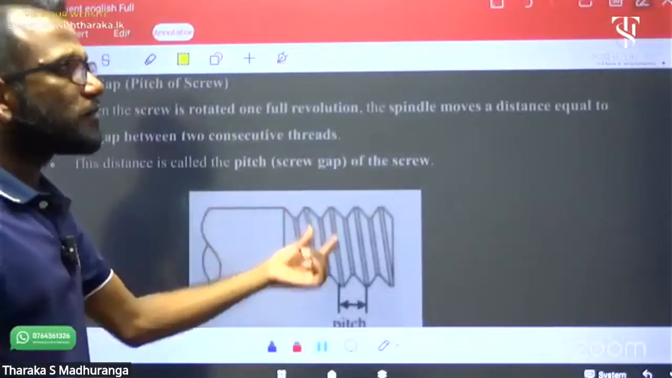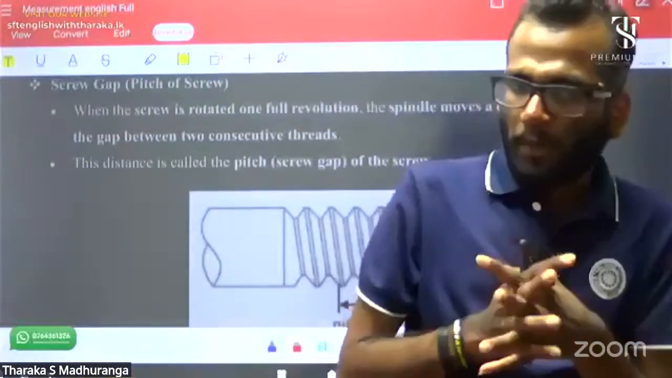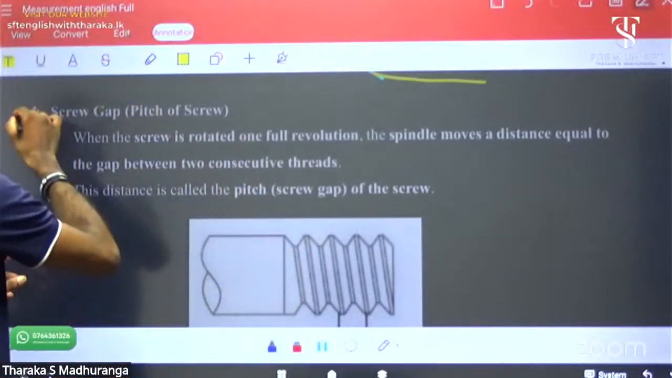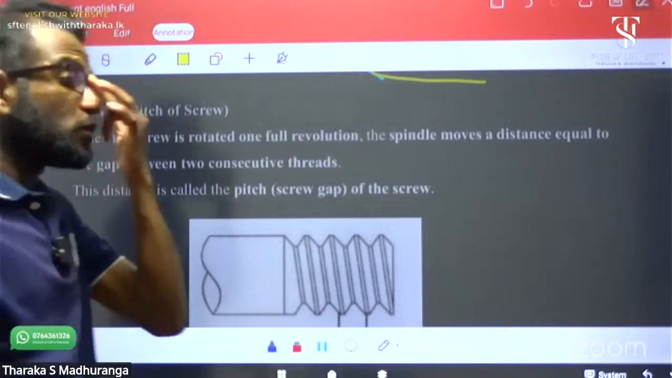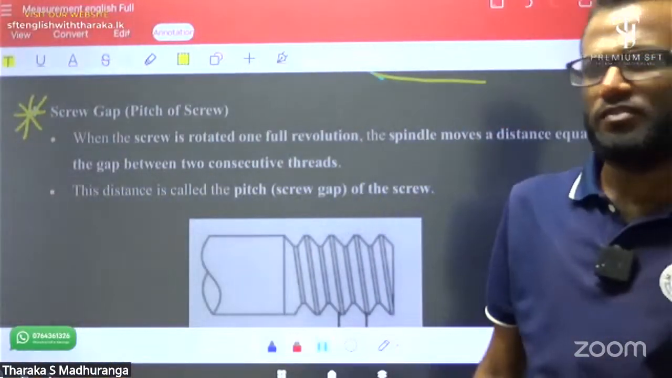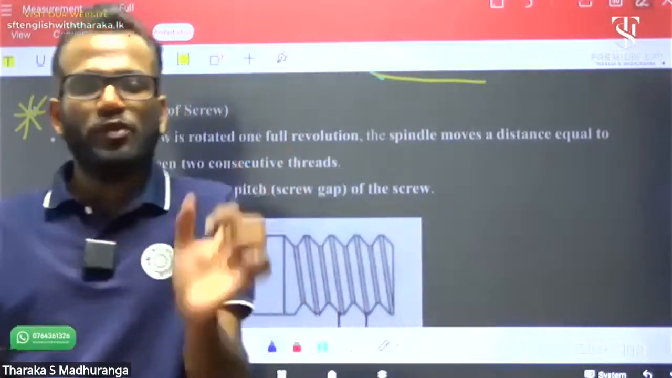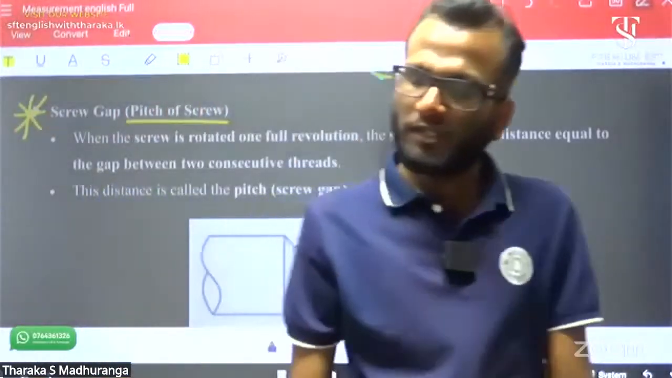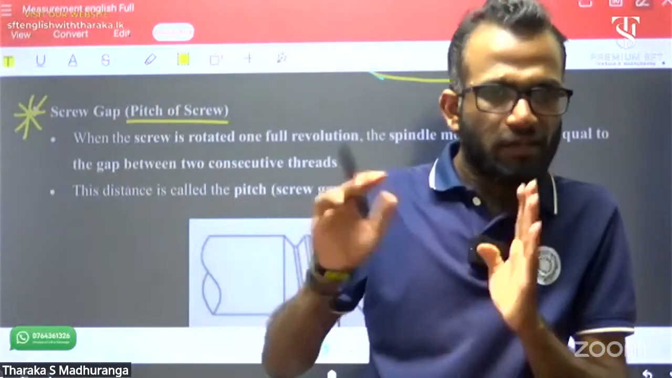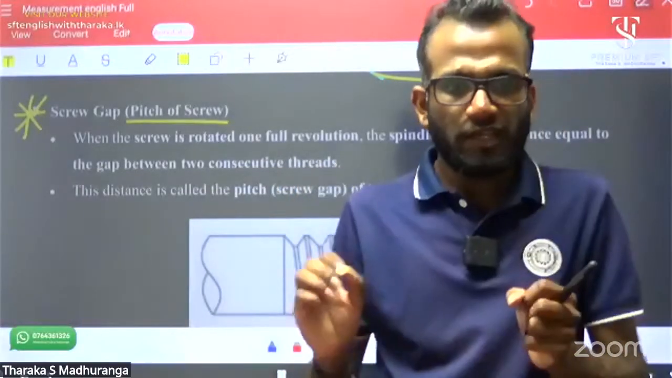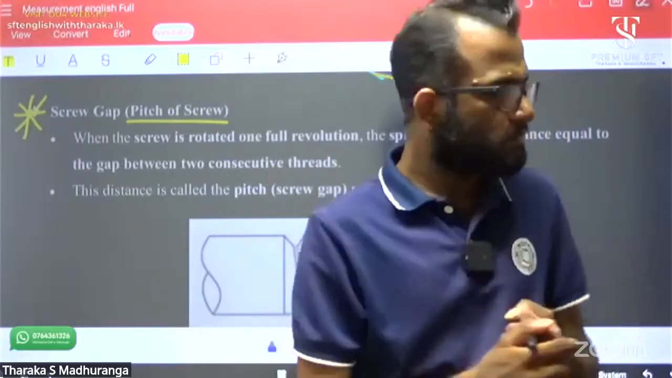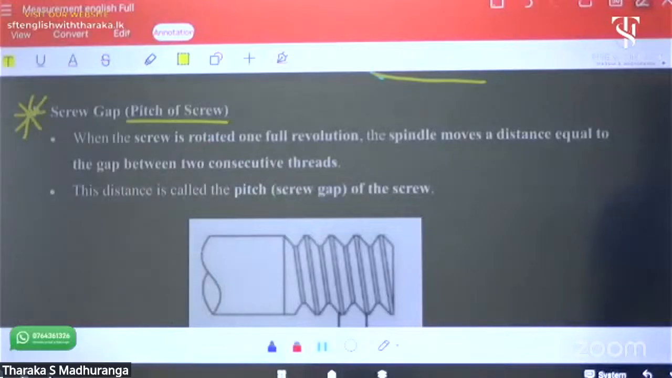Now we are moving to our next very important part. What is the meaning of the screw gap of the micrometer screw gauge? What do you think? What's the meaning of the screw gap? Screw gap, as well as we call as pitch of the screw gauge. Pitch. Pitch is like the pitch in cricket. No. This is not the pitch in screw gauge. What's the meaning of a pitch?